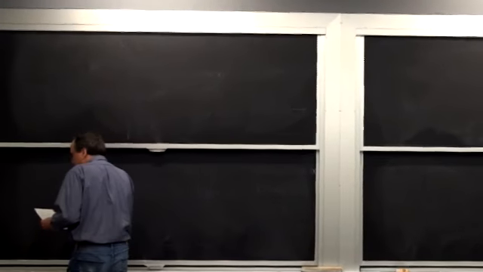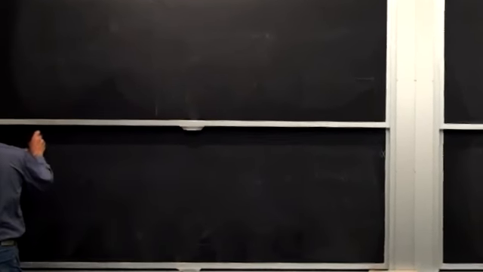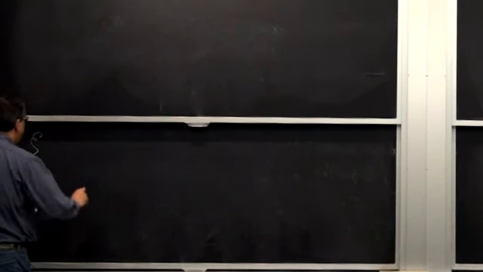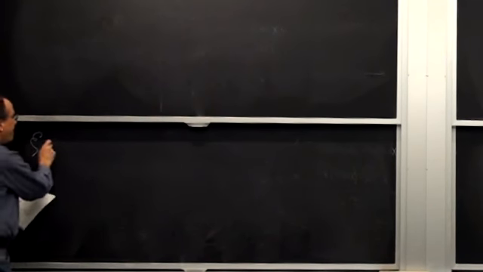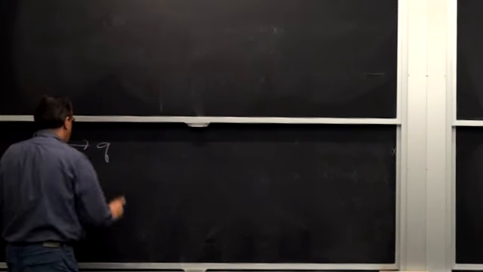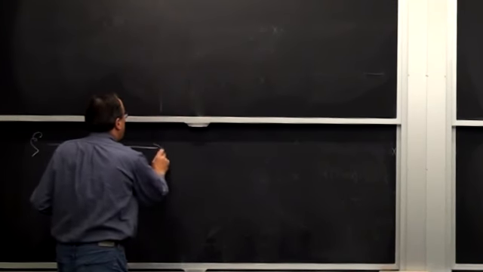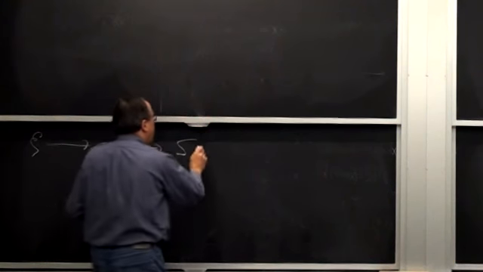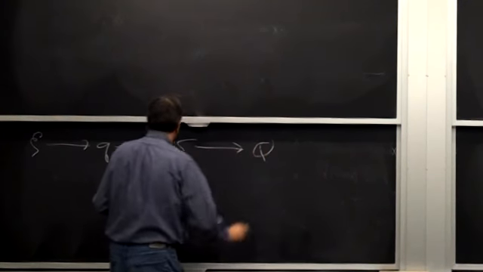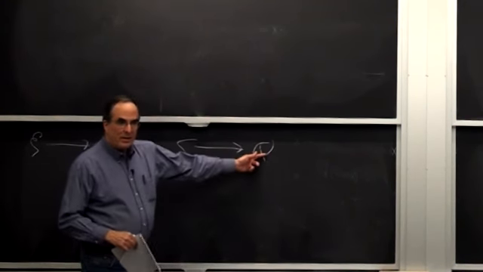So let me begin again. We have several sets of coordinates. We have the Cartesian displacements. We have the mass-weighted Cartesian displacements. We have the internal coordinates. And we have the normal coordinates. And we want to get here.